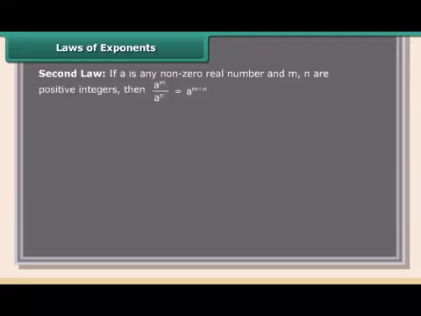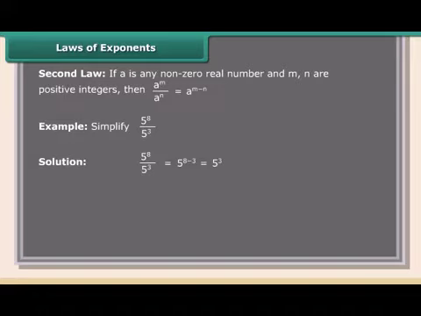Second law: if a is any non-zero real number and m, n are positive integers, then a^m upon a^n = a^(m-n). Example: simplify 5^8 upon 5^3. Solution: 5^8 upon 5^3 = 5^(8-3), which equals 5^5.